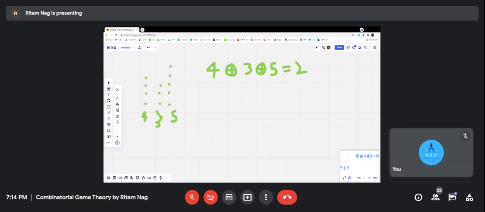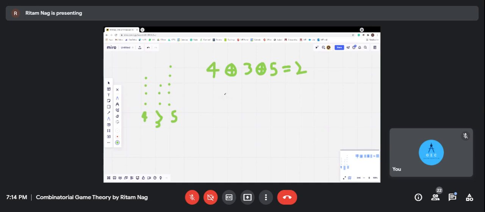Hi, I don't know what this plus and circle sign means. What does the plus and circle sign mean? Oh, that's the exclusive OR operator.